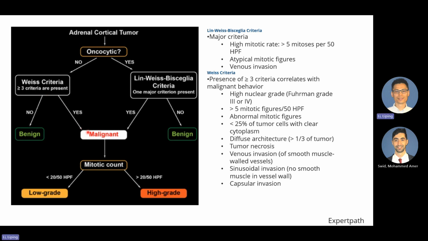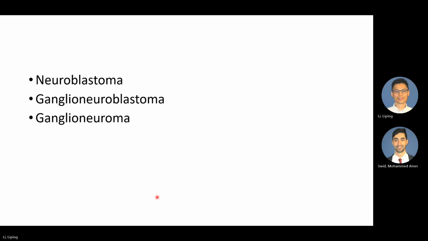When we determine this is carcinoma, we then count the mitotic figures in the high power field. Less than 20 is low grade. More than 20 per 50 high power fields is high grade. So then we move to this category.